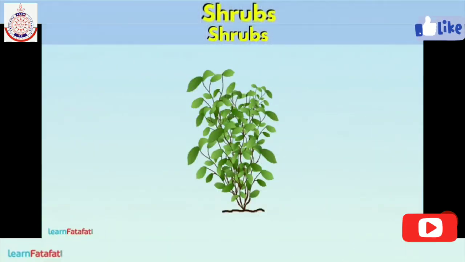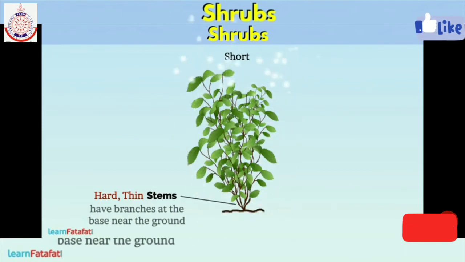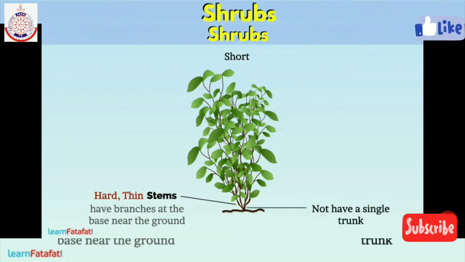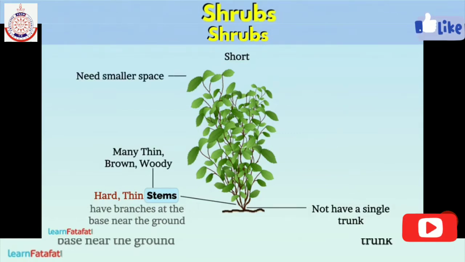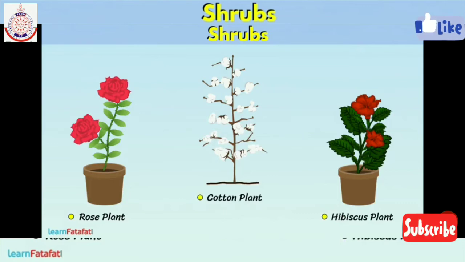Shrubs. Some plants are short. They have hard but thin stem. Usually, the stem has branches at the base near the ground. Such plants are called shrubs. They do not have a single trunk. Instead, they have many thin, brown, woody stems. These plants need smaller space for spreading their branches. Usually, they live for a shorter time. Examples: rose plant, cotton plant, hibiscus plant, etc.